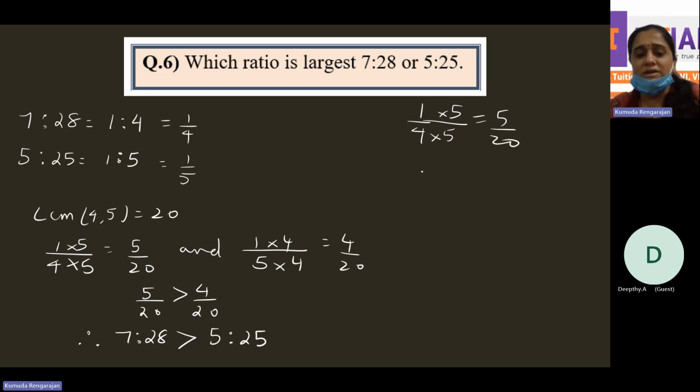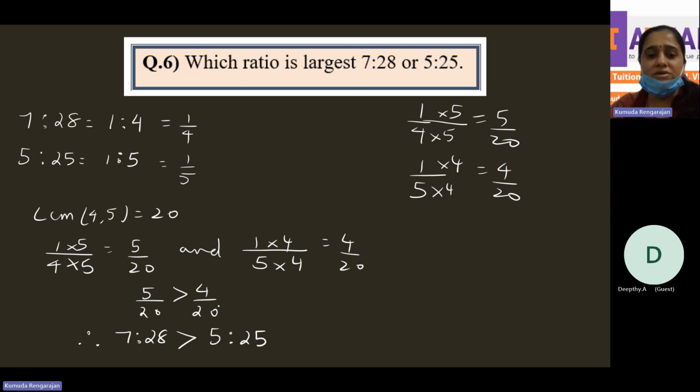The other fraction is 1 by 5. Again, the desired denominator is 20, but it's 5. So you multiply both the denominator and the numerator by 4. So that gives you 4 by 20. Now they are like fractions, because they have the same denominator.